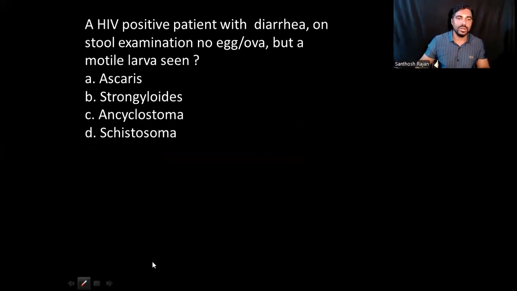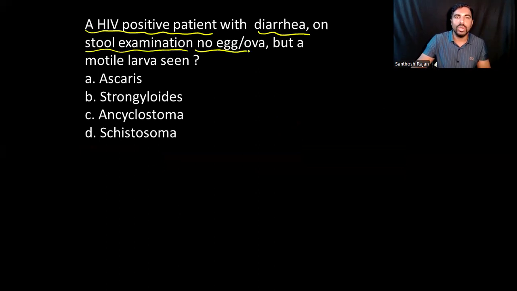Now this one: an HIV positive patient with diarrhea, on stool examination, no eggs or ova, but a motile larva was seen. This is such a googly question. First of all, you don't see eggs in the stool itself. In Ascaris you will see eggs, in Ancylostoma, Schistosoma, everywhere the egg is there. We have studied the shape of the eggs also. But the only place where we didn't study the egg shape is Strongyloides.